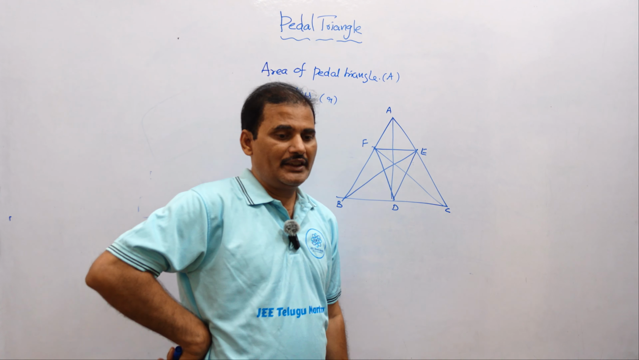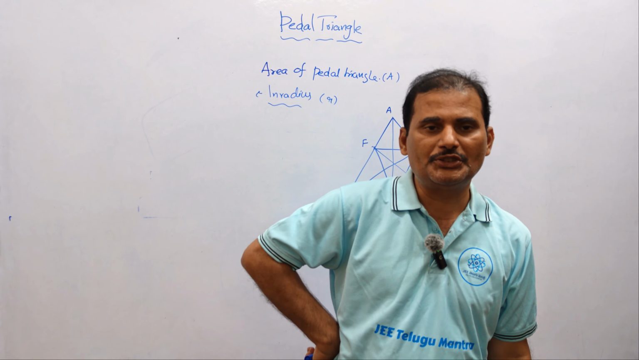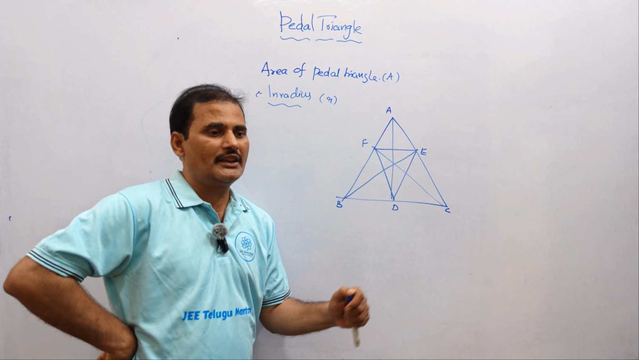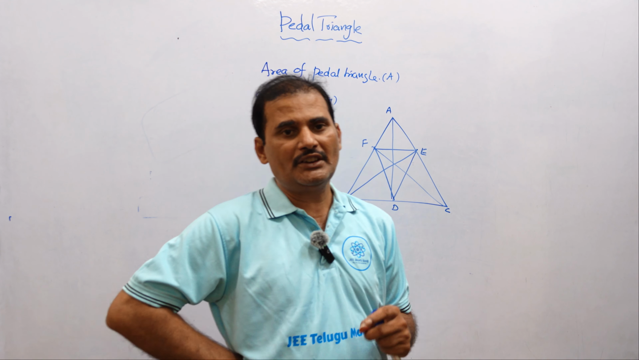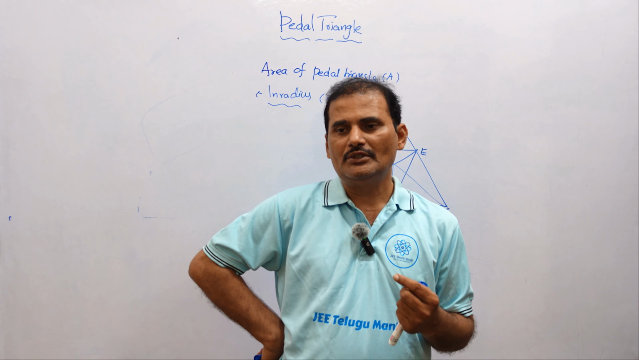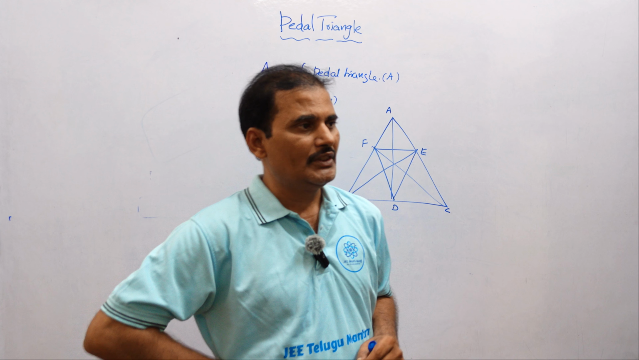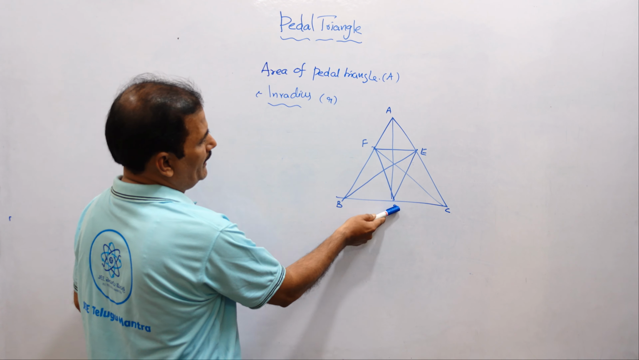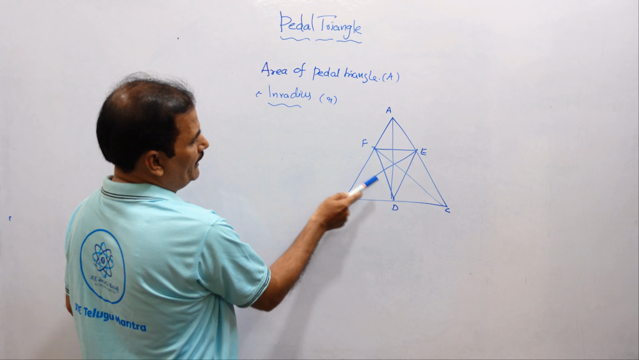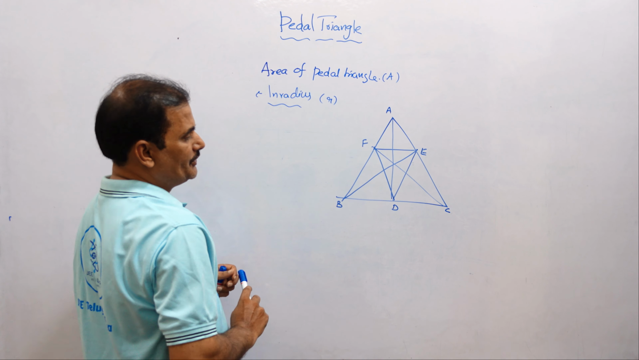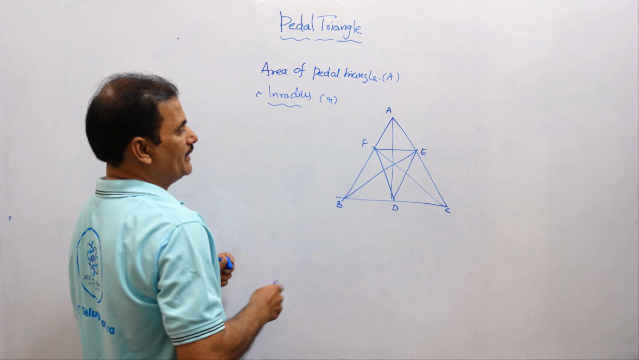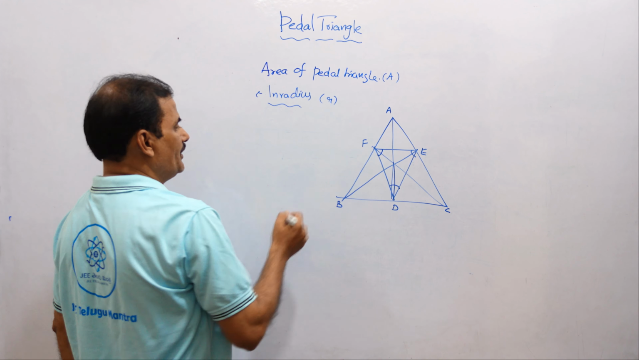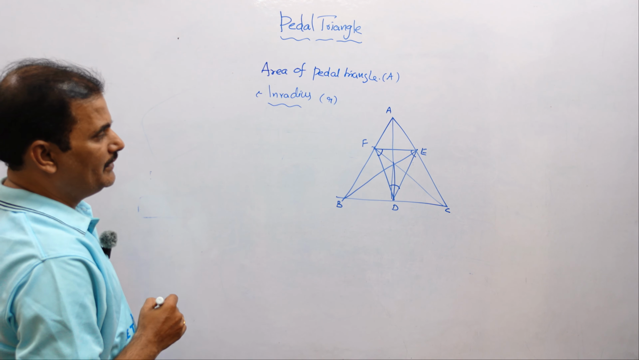We know that the area of a normal triangle is equal to half into base into height. But in properties of triangles, the area of the triangle is half into BC into sin A. Everybody knows that: half into one side into another side into sin of the included angle. In the same way here we obtain the area of the pedal triangle also. Here DF is one side and DE is another side and D is the included angle. We have to find out the area of the pedal triangle DEF.